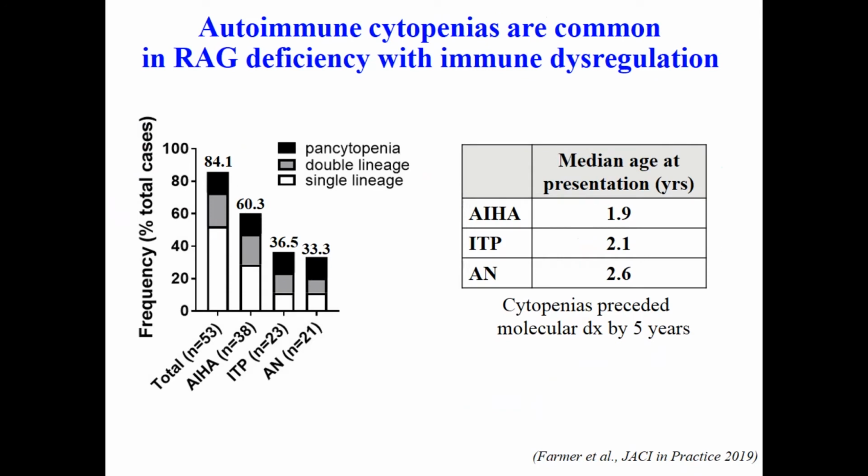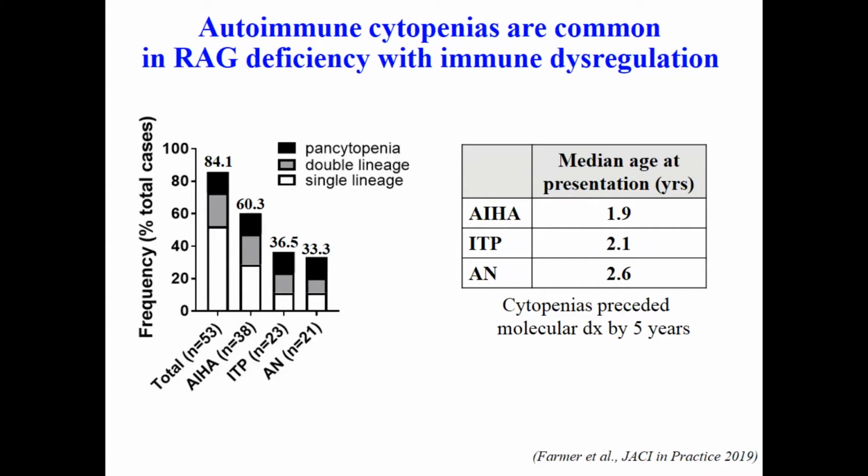A few words about the autoimmune cytopenias, because they're common in RAG deficiency, but they're common in general in patients with atypical SCID and combined immunodeficiency. I mentioned autoimmune hemolytic anemia, AIHA, autoimmune thrombocytopenia, ITP, autoimmune neutropenia, AN. And you can see that many patients actually had more than one type of cytopenia. So the thing that happens in this disease is that you may have multiple episodes and not necessarily always the same blood cell type is involved. You can have one time autoimmune hemolytic anemia, another time ITP.